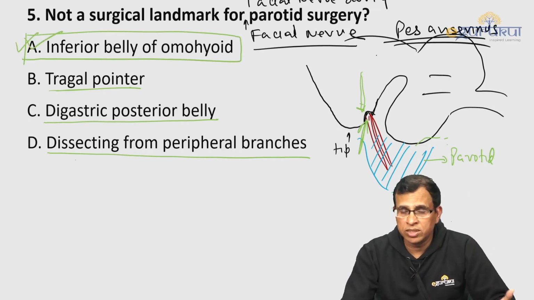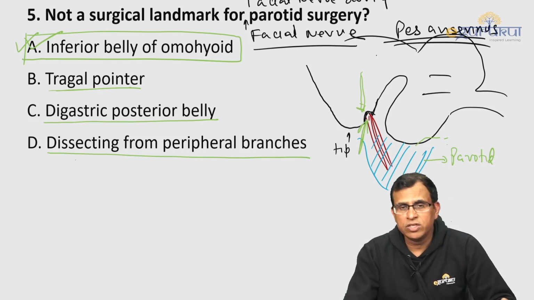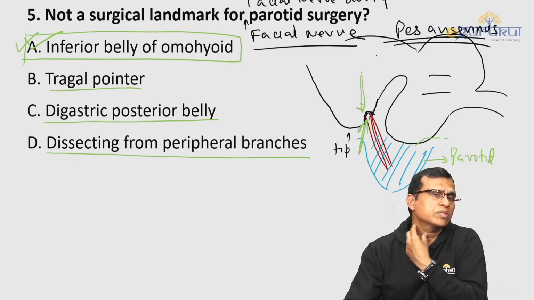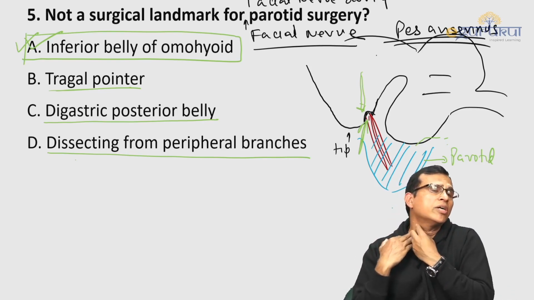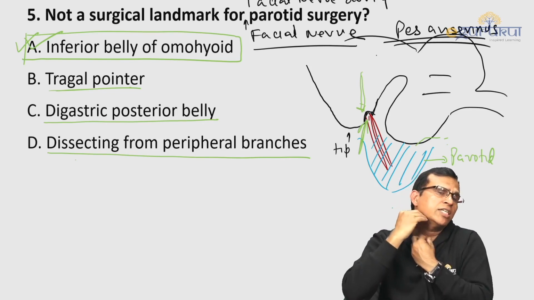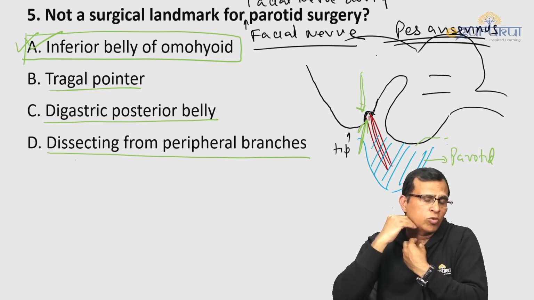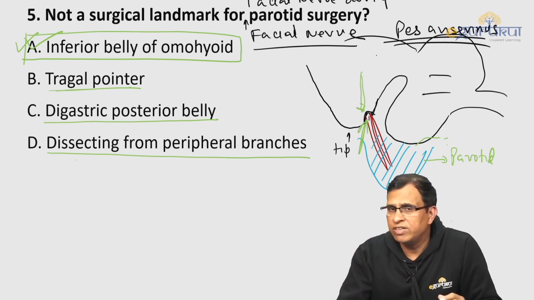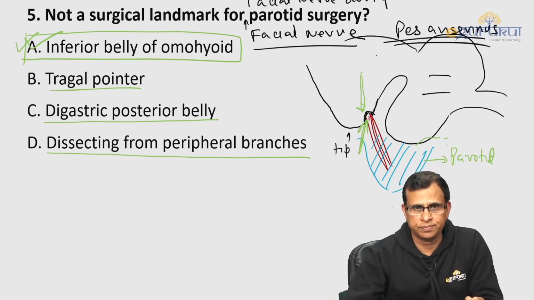They are asking which is not the landmark. So the inferior belly of the omohyoid comes, the inferior belly is below the thyroid, it's here. The facial nerve does not reach here. There is no facial nerve. The inferior belly of the omohyoid can never be a landmark and will have no relation with the facial nerve.